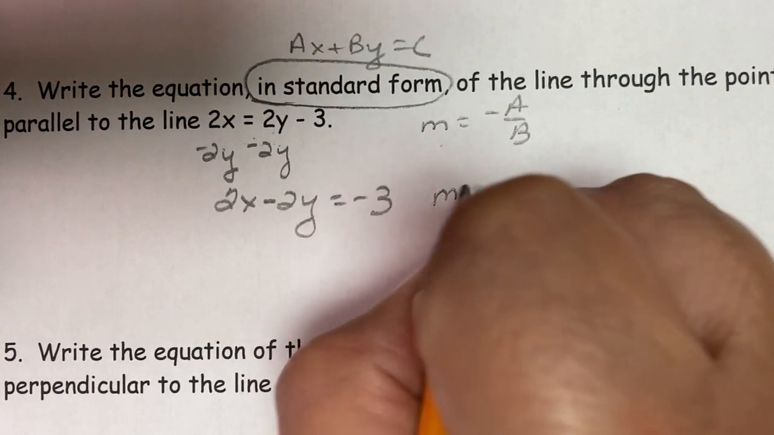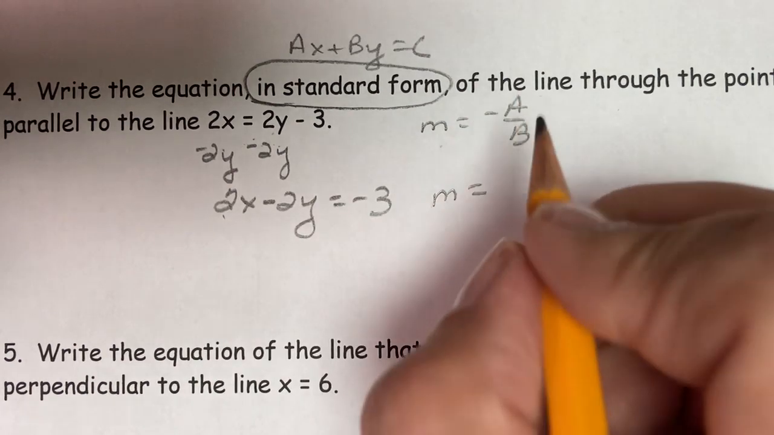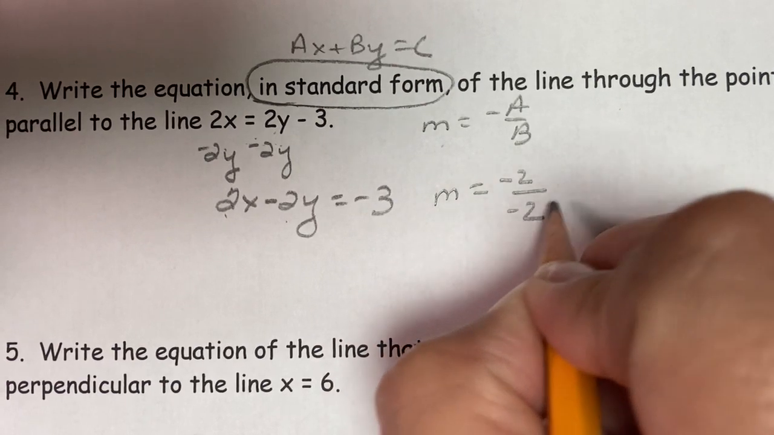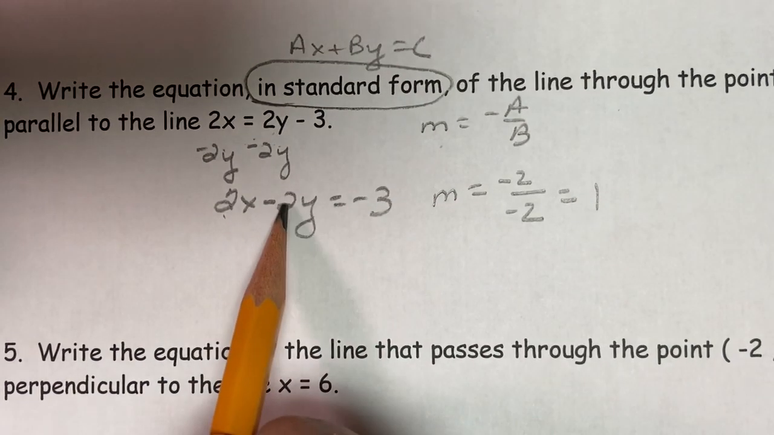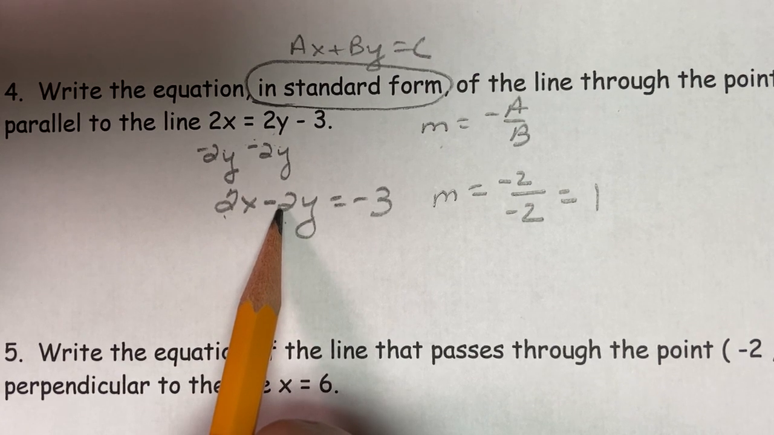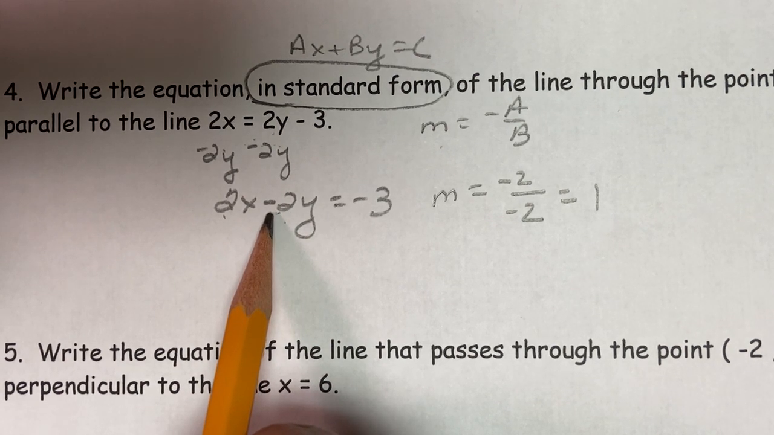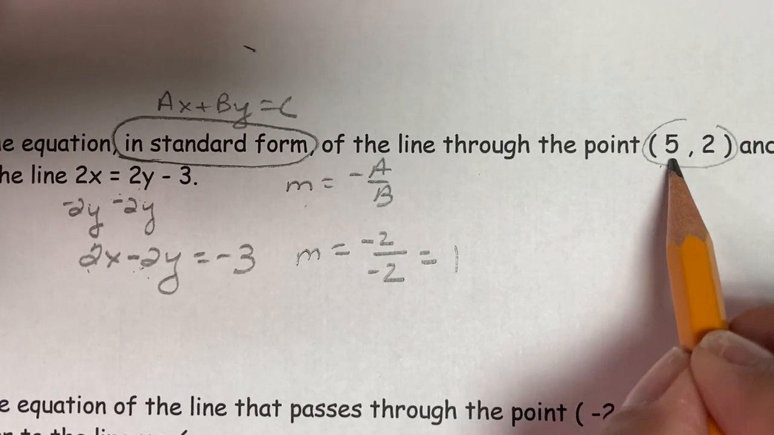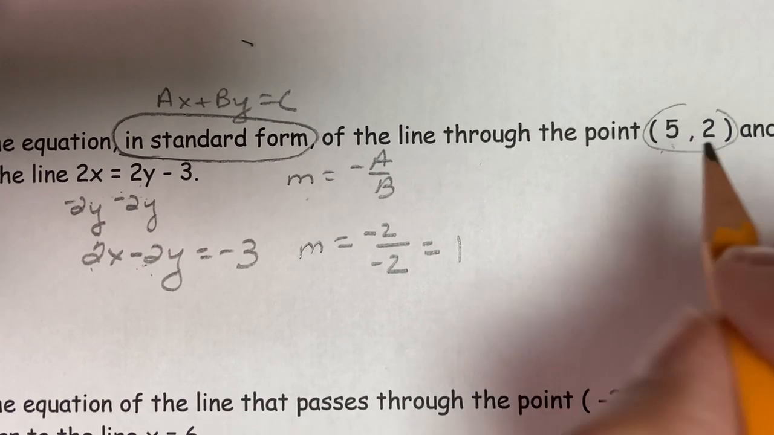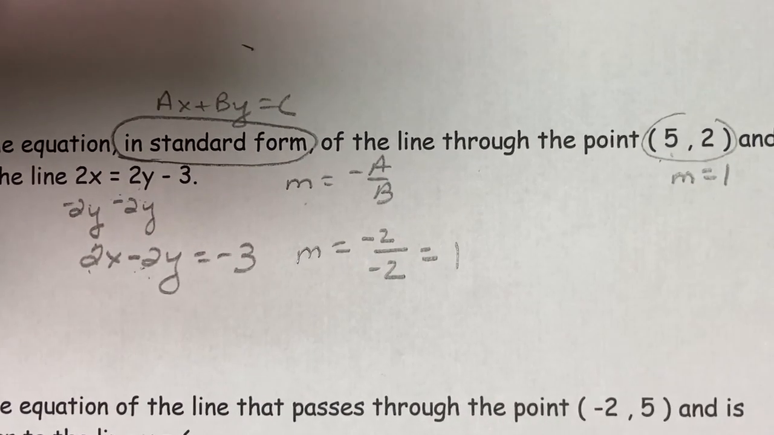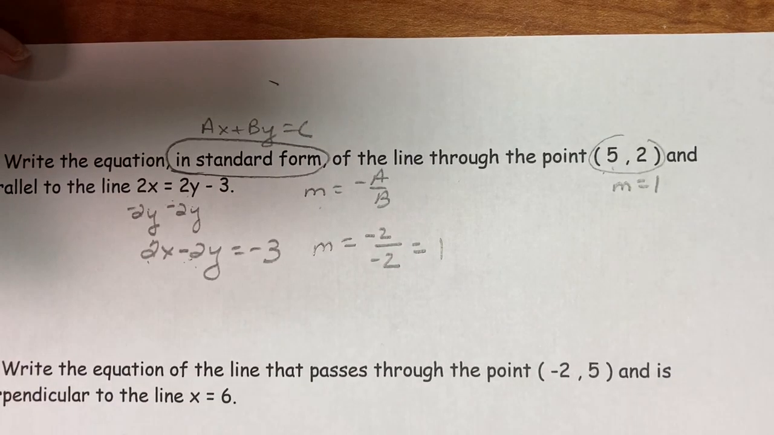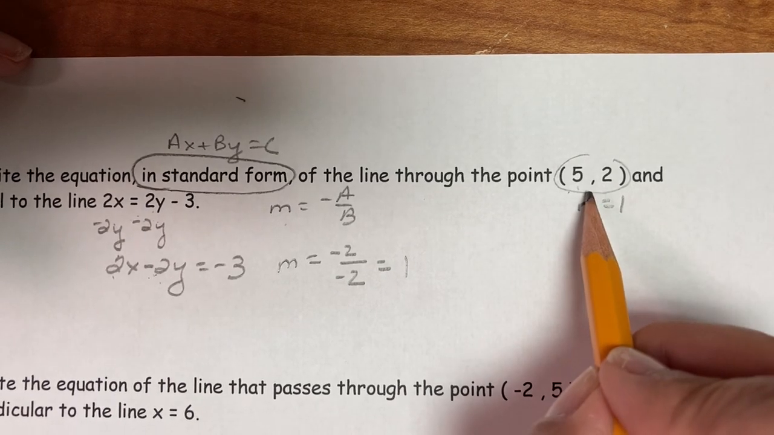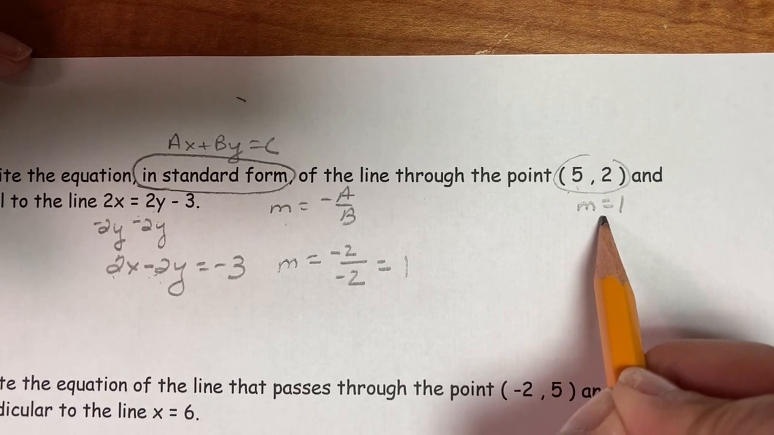Now I'm going to find the slope of this line by taking negative a, so that's going to be negative negative 2 over b, which is also negative 2. The slope of this line is 1. Now remember, our line is parallel to it, which means our line that passes through this point has the same slope. So the slope of our line is also positive 1. So now we have the two things that we need to be able to come up with the equation of a line. We have a point and we have the slope.